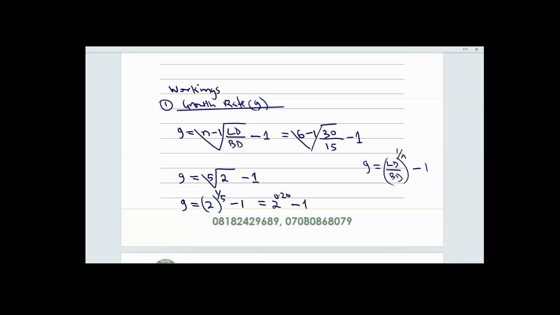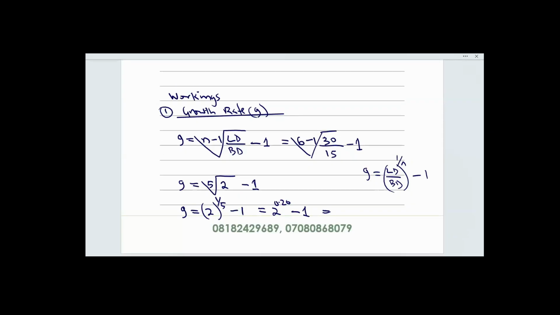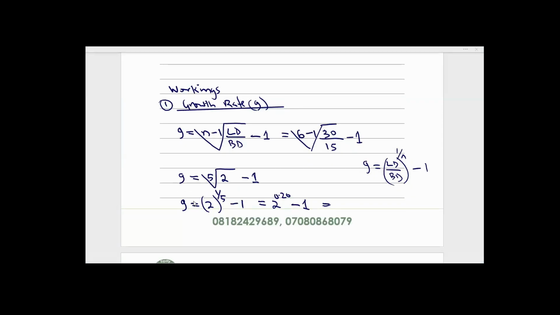Then all minus 1. See, on the day of your exam, you don't have time to be doing all this step by step, one by one. Just use your calculator, get your answer, and move on, all right? So in this case, 2 raised to power 0.2, equal, then minus 1 equal, multiply by 100%, equal, that's 14.87, approximately 15%. The growth rate is approximately 15%.